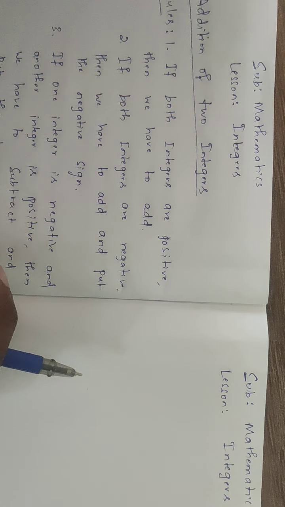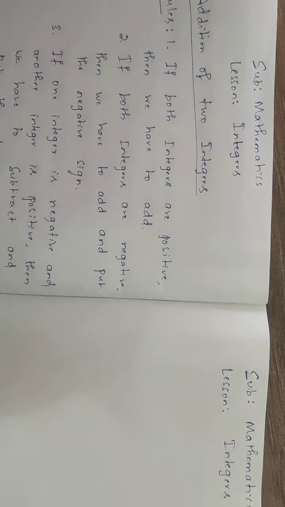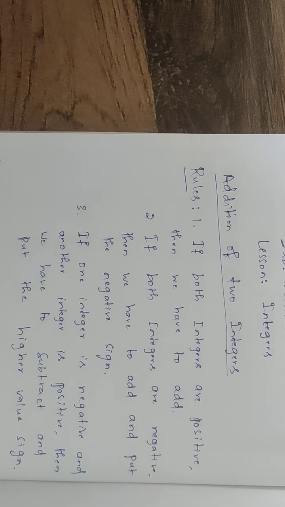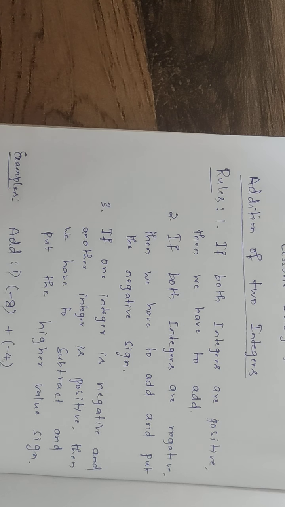Good morning, children. Let us continue the mathematics lesson, integers. Last class we studied the addition of two integers. We have three rules while adding two integers. Since we have positive and negative integers, there are three possibilities: both integers are positive, both are negative, or one is negative and the other is positive. What are the rules we need to follow that I explained last class?